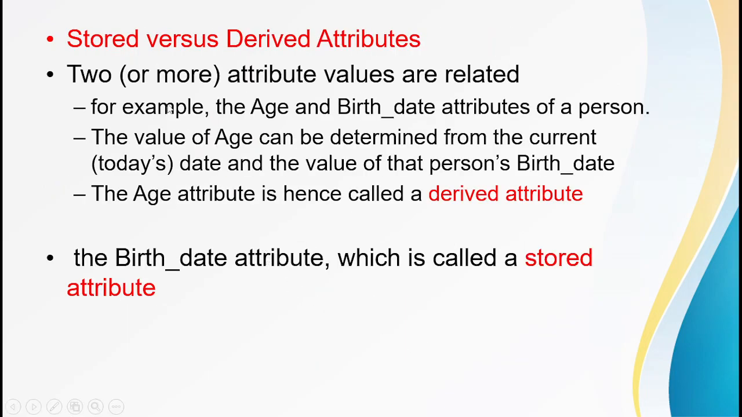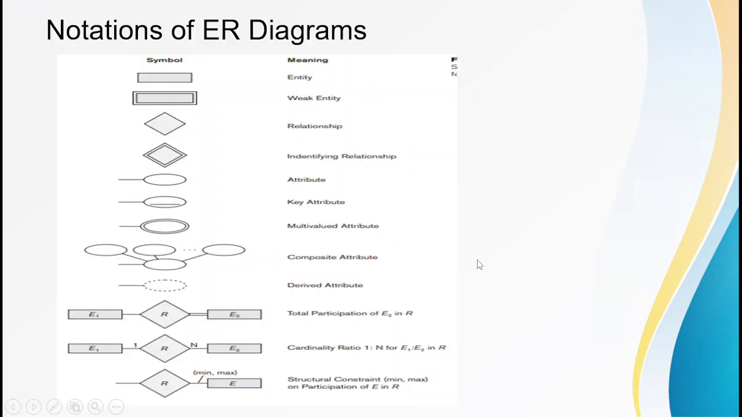Stored versus derived attributes. Two or more attribute values are related. For example, age and date of birth attributes of a person. The value of age can be determined from the current date and the value of that person's birth date. The age attribute is hence called a derived attribute. The birth date attribute is called a stored attribute.